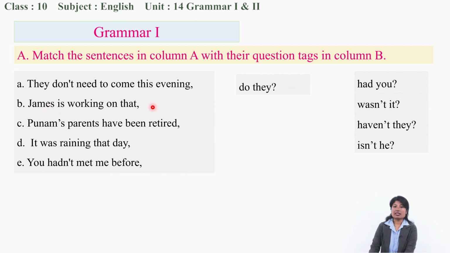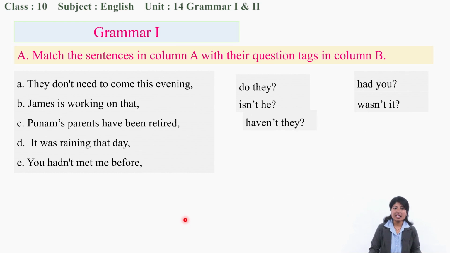B. James is working on that. So what do you think? Had you, wasn't it, haven't they, isn't he? The right tag question is, isn't he? James is working, isn't he? Okay. C. Poonam's parents have been retired. So the right tag that can be added to this statement is, haven't they?